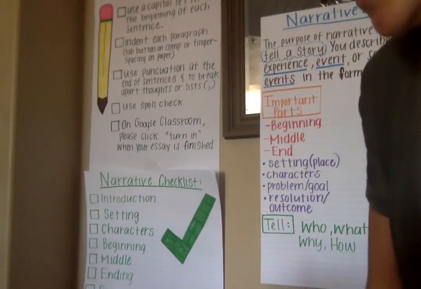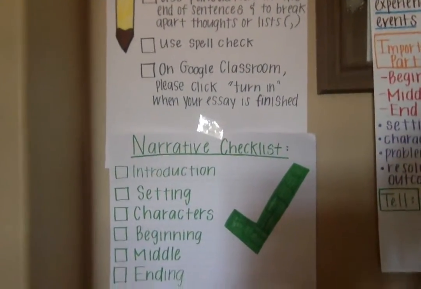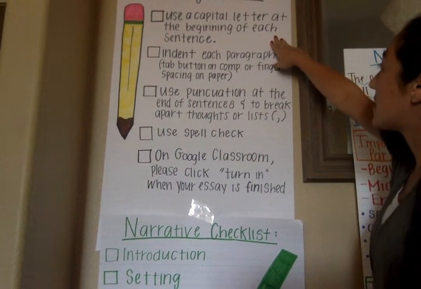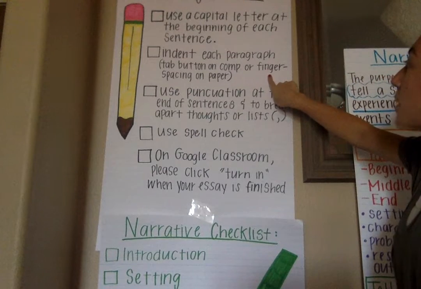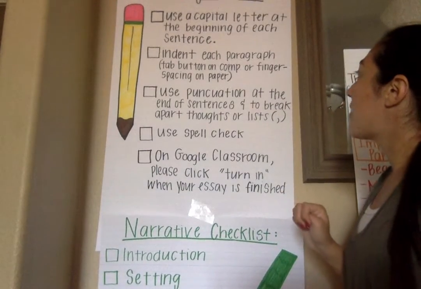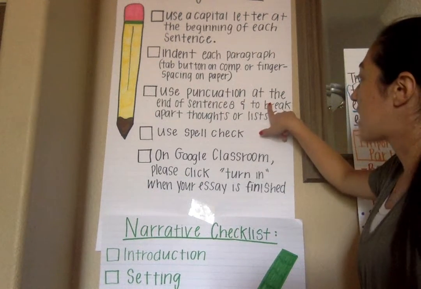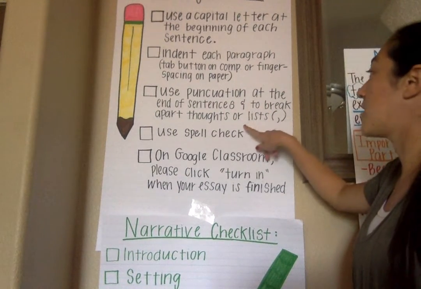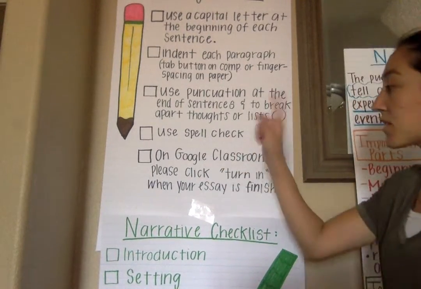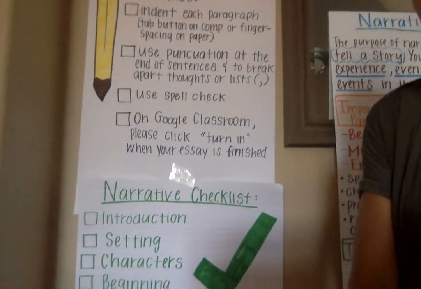Our checklist is, oh dear, sorry. Okay, please make sure that you are always using a capital letter at the beginning of each sentence. You indent each paragraph. You only need to click the tab button once if you're doing it on the computer. And then if you're doing it on paper, just 2 spaces with your fingers. Use punctuation at the end of sentences and then to break apart your thoughts or lists, so commas. Use spell check, and then please make sure that you click the turn in button at the top on Google Classroom. If you're doing it on paper, please send it over to us.